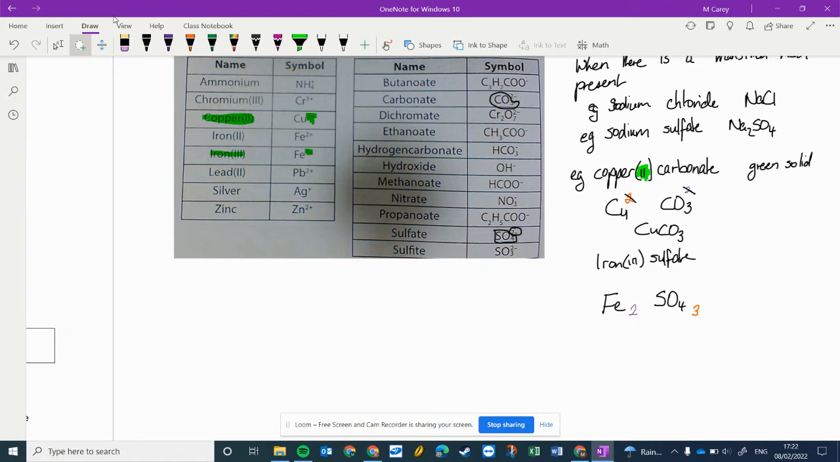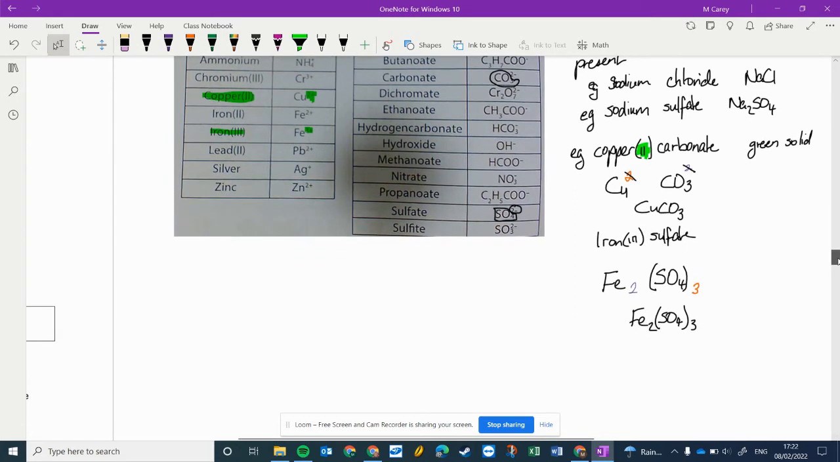Okay, and because we have 3 sulfates, we're going to need to bracket that to show the whole lot is 3. So that comes out as Fe2(SO4)3. Okay, so I'm going to put a few here and see how you get on with doing them, and then I will go over the answers after.